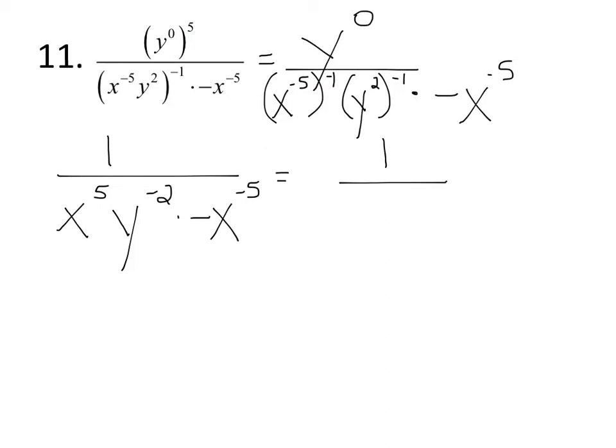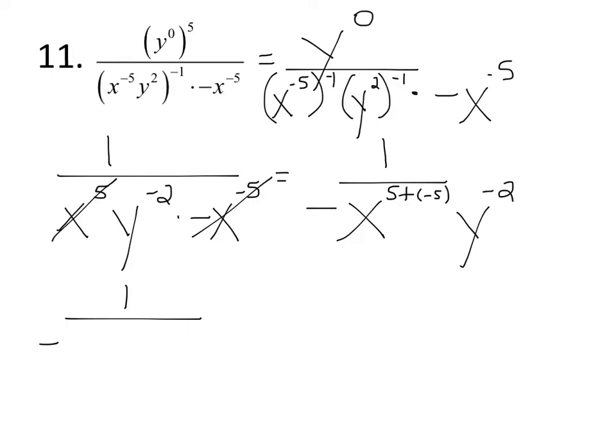All right, let's deal with the fact that we have two like bases down here. We can go ahead and bring the negative out front. X, and we have the fifth power and the negative fifth power. So it's going to become 5 plus negative 5. That takes care of this and this. And then you have y to the negative 2 power. So it becomes 1 over negative 5 plus negative 5 is 0. Y to the negative 2. X to the 0 power is just 1. So this becomes negative 1 y to the negative 2 power.